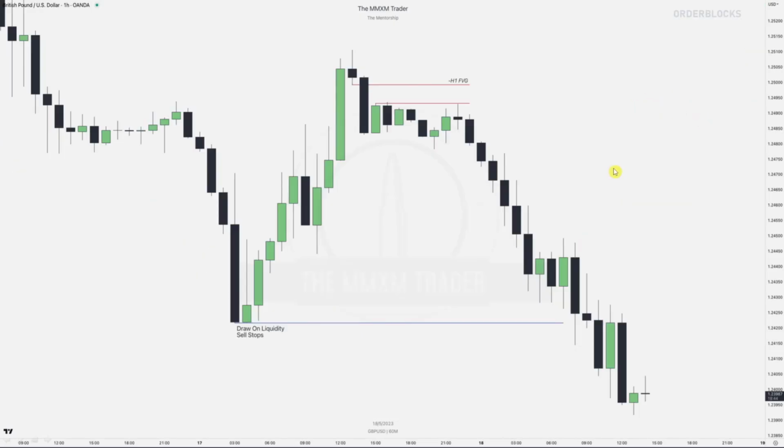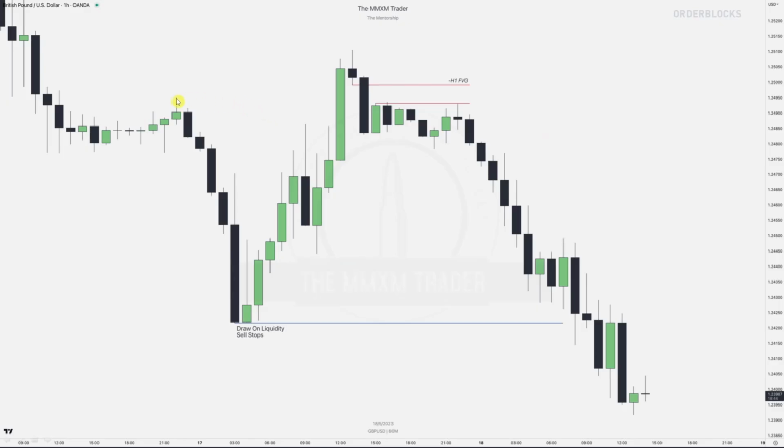We've got a British pound US dollar 1 hour chart. This is the last of the time frame alignments for the order blocks, right? We're using a 1 hour chart and dropping into a 5-minute time frame to see how the order blocks continue to support or resist price action to our draw on liquidity.